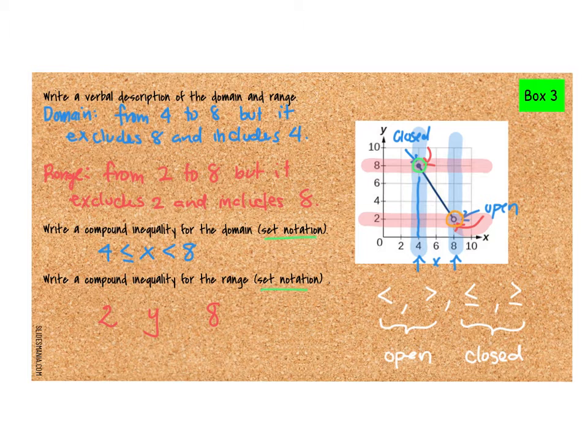Now, for the 2, it's an open circle. That means we're going to have less than or greater than. Since y is literally the shaded region right here in between, y has to be bigger than 2. So that means that little crocodile is trying to eat the 2. For the 8, it's a closed circle, so we're going to be using less than or equal to, greater than or equal to. And again, y has to be less than 8 because it cannot go over it. So that's going to be less than or equal to.